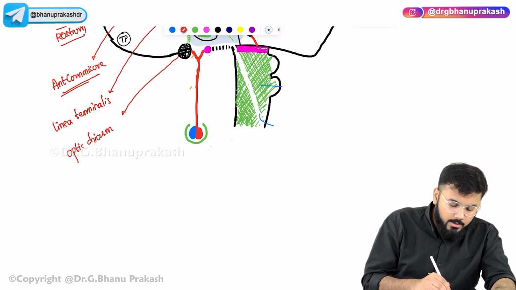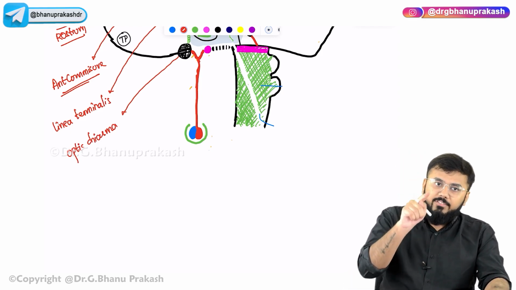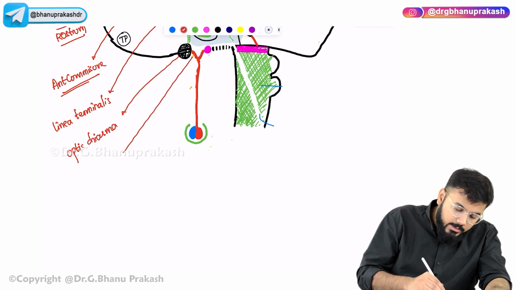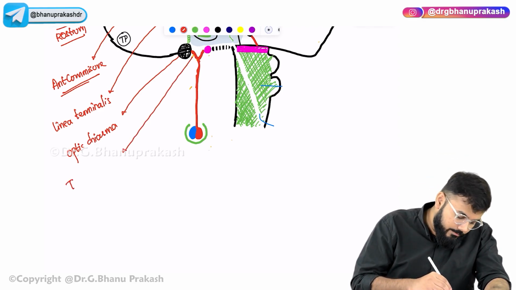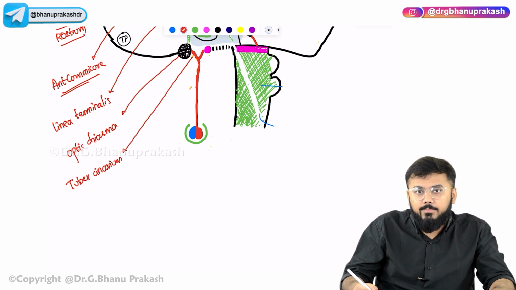This is called your optic chiasma. After this optic chiasma, you see a V-shaped structure. You can see this V-shaped structure, right? It is nothing but your tuber cinereum. This is called tuber cinereum.